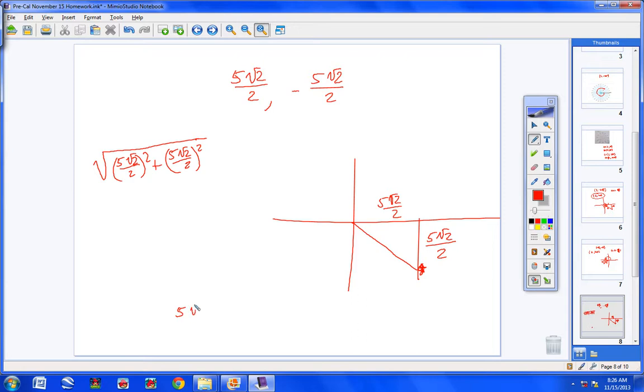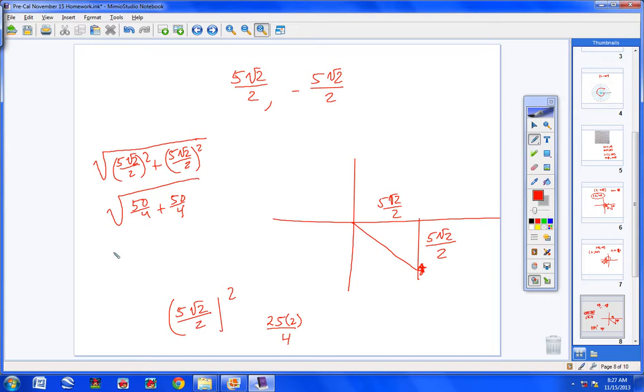If I have 5 square root of 2 over 2 and I'm squaring it, that means I square the 5, that gives me 25. I square the square root of 2, that's 2, and then I square the 2 down here, that's 4, and so 50 over 4. So what I end up with is 50 over 4 plus 50 over 4.